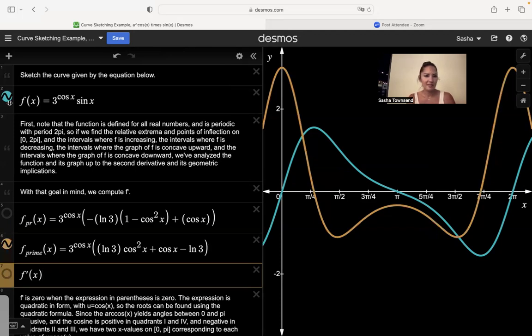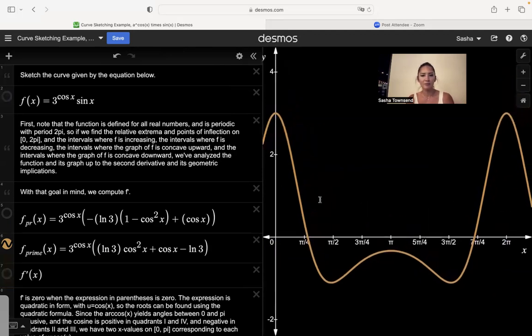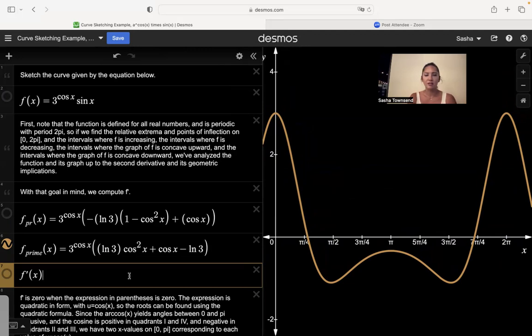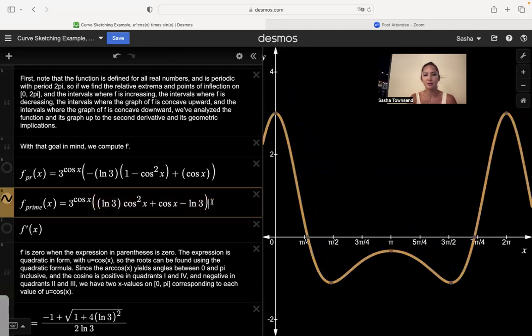So when I'm looking at this, I'm going to hide the graph of f and just focus on that graph of f prime. This is what we've got on the interval from 0 to 2 pi, and we're interested in the zeros of this function. You'd say, okay, how do I find the zeros? Well, you'd set the 3 to the cosine of x equal to 0, which is never 0, so you don't have to worry about that. And then you've got this polynomial expression, or this function that is quadratic in form. And you want that to be equal to 0.